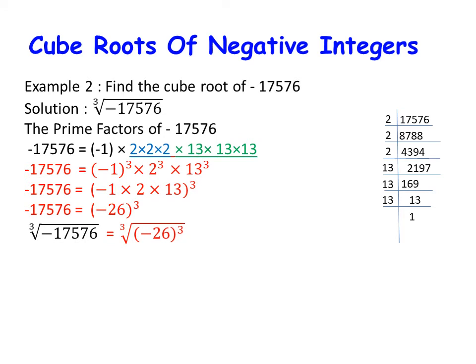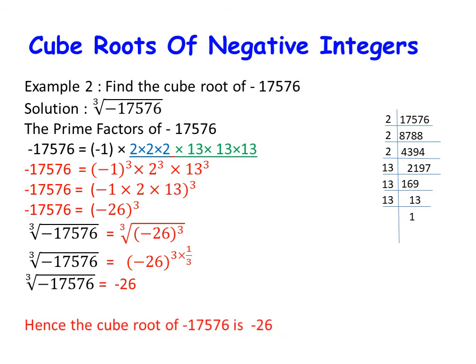So now taking the cube root on both sides, cube and cube root are reciprocals of each other, they will cancel out each other, and you will get your answer as -26. So you will explain your answer like this. Hence the cube root of -17,576 is -26. And similarly you can check your answer by multiplying -26 by itself 3 times. If you get the radicand, this number 17,576, your solution is correct.